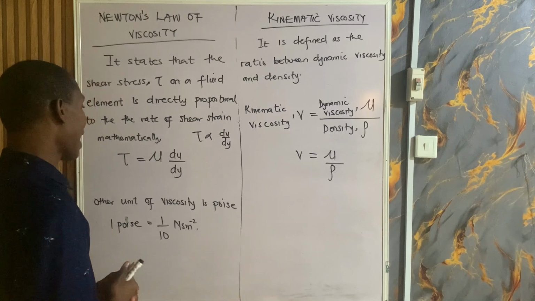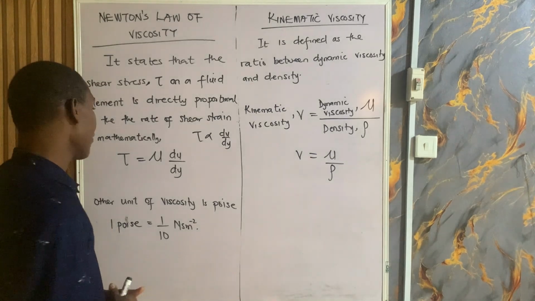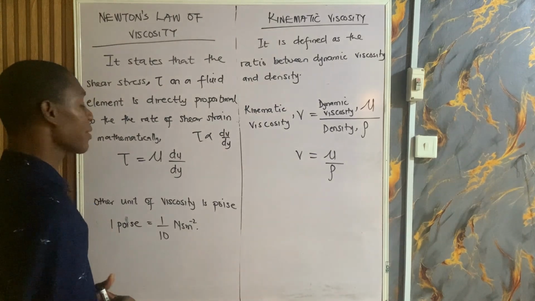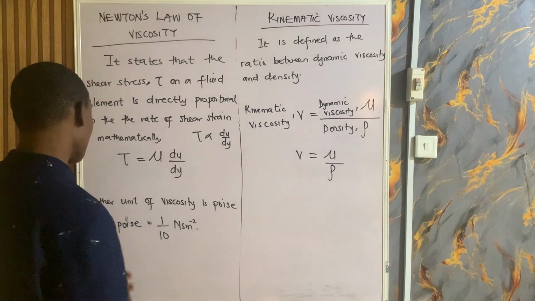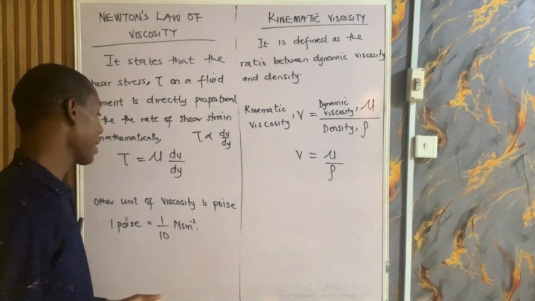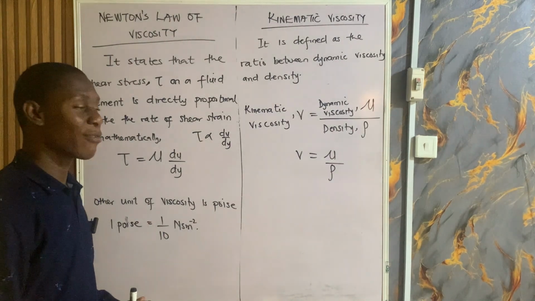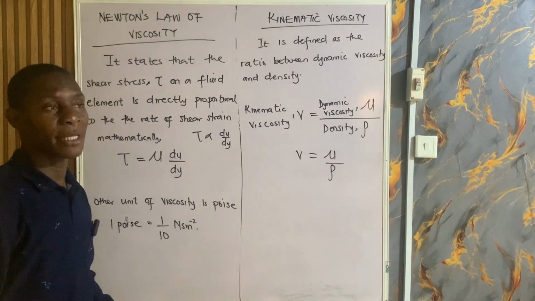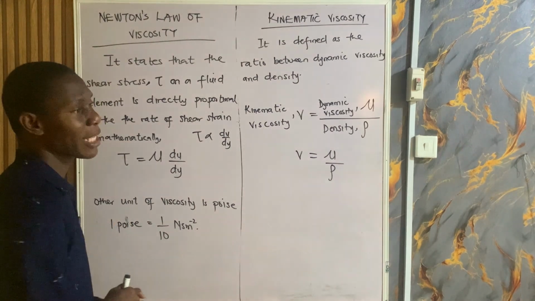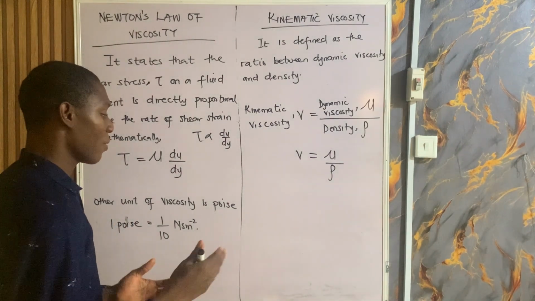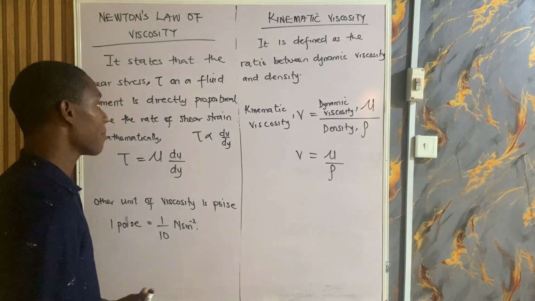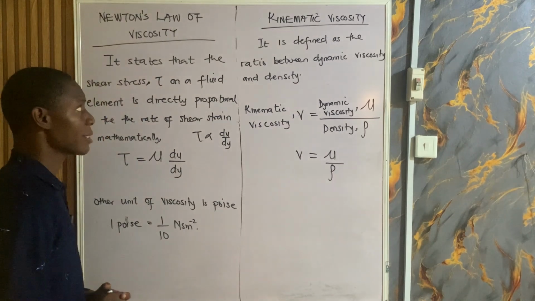Like I said before, the SI unit for viscosity is Newton seconds per meter square, but it has other units such as poise, and the poise is just 1/10 of the Newton seconds per meter square. So whatever value you have in Newton seconds per meter square, divide it by 10. The answer you have will then be in poise if you are calculating viscosity.